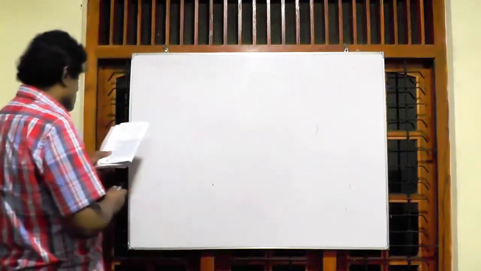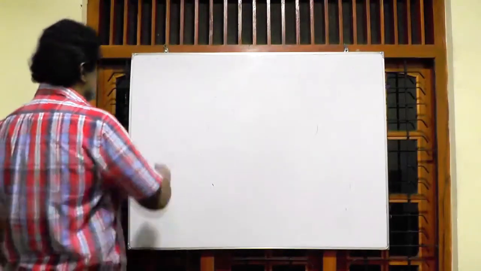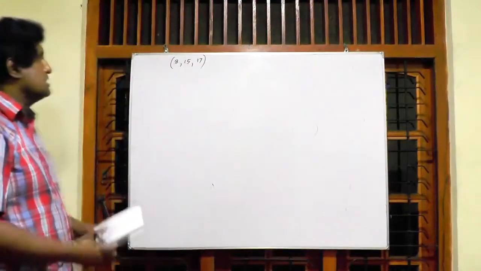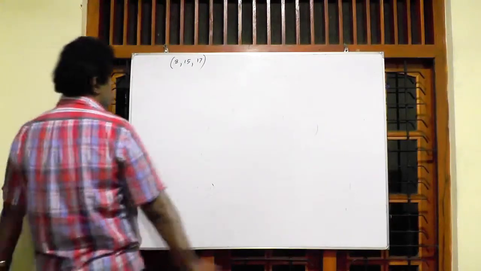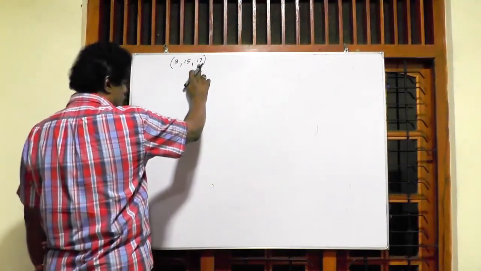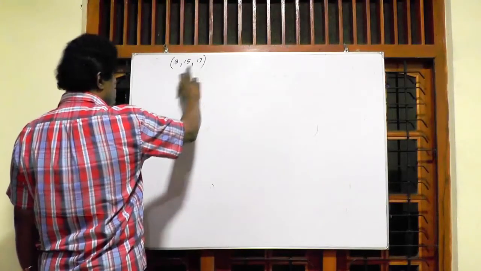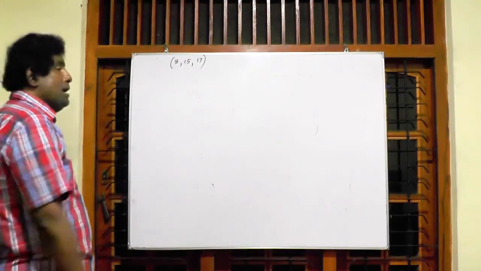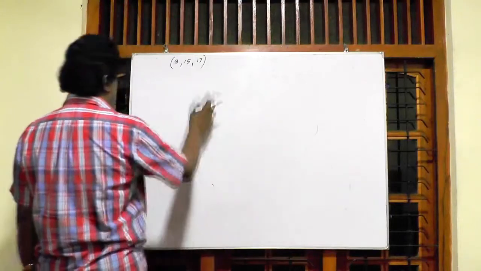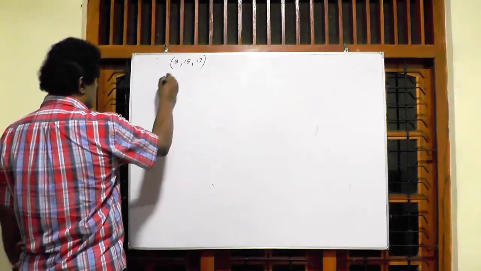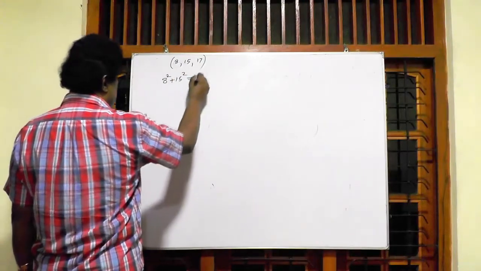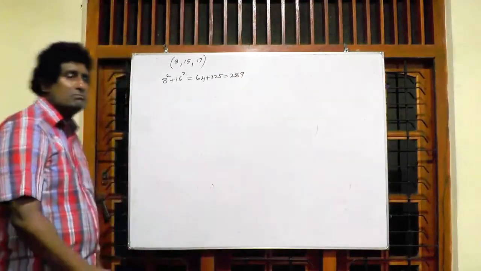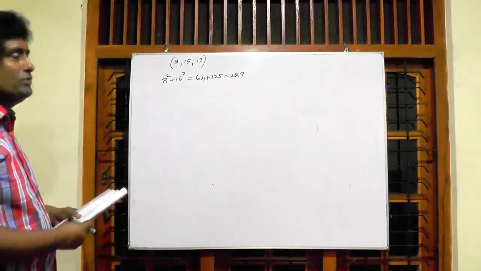Let's consider the first triple, 8, 15 and 17. If it is a Pythagorean triple, 17 should be the length of the hypotenuse, and 8 and 15 should be the lengths of the other two sides. Then I am going to get the sum of the squares of 8 and 15. 8 squared plus 15 squared is 64 plus 225. The value is 289.